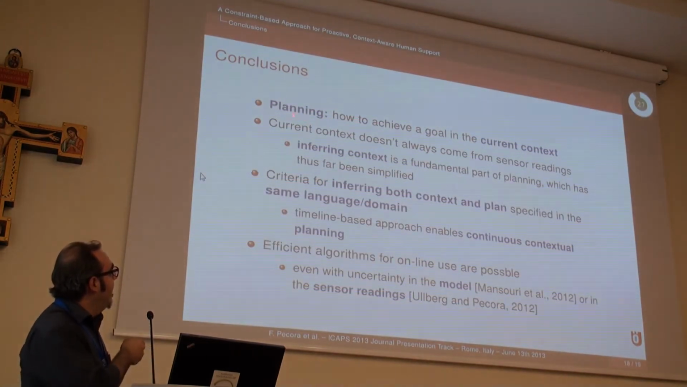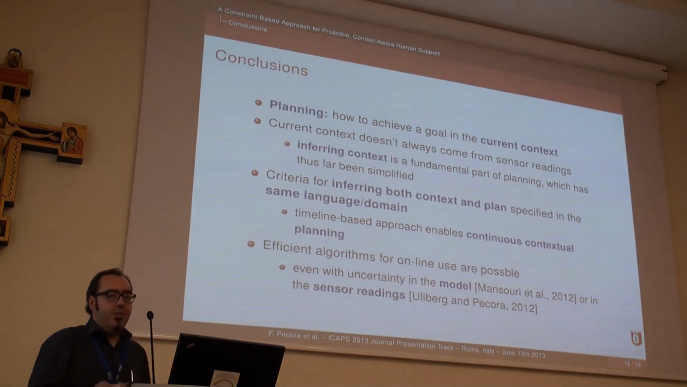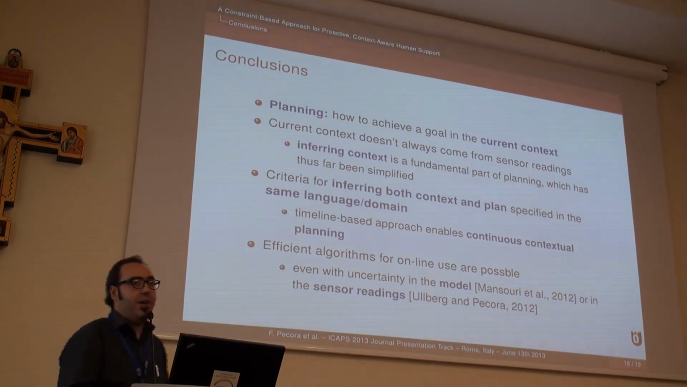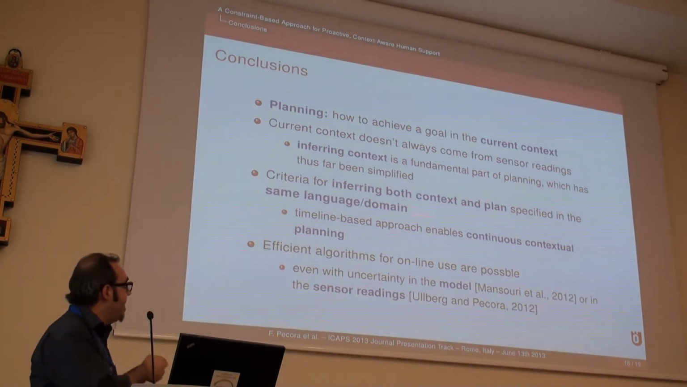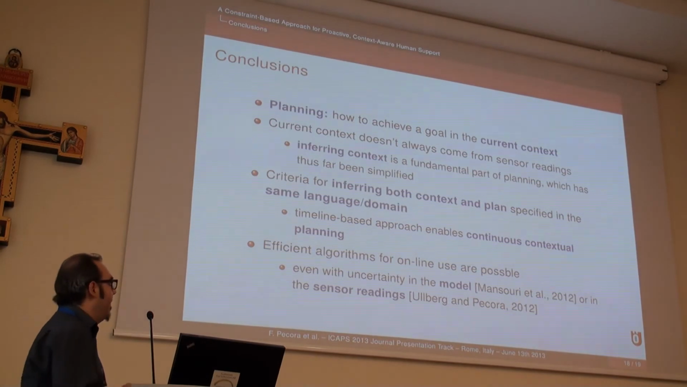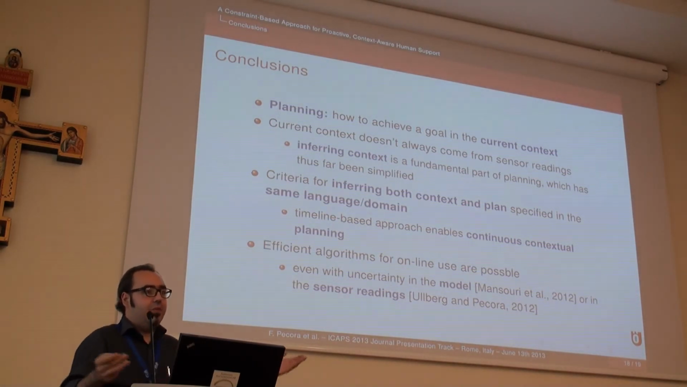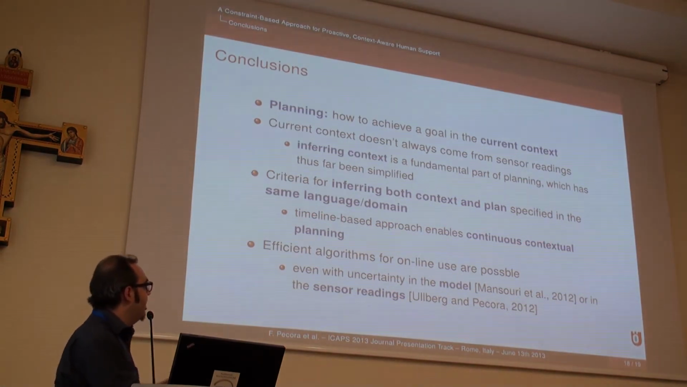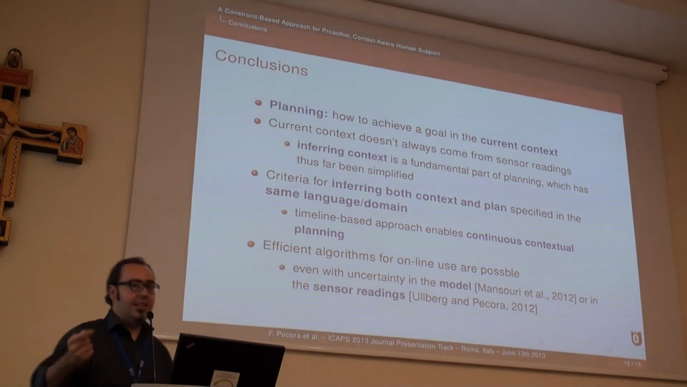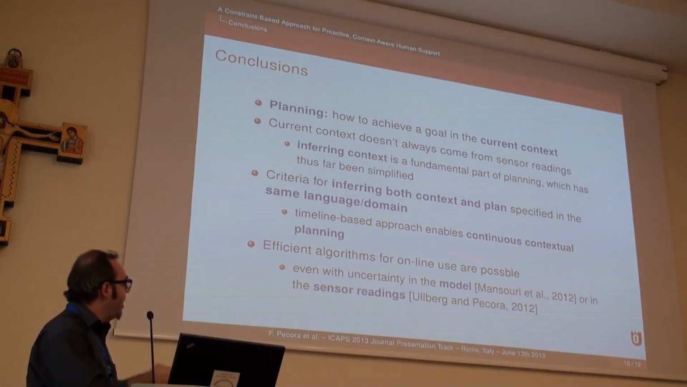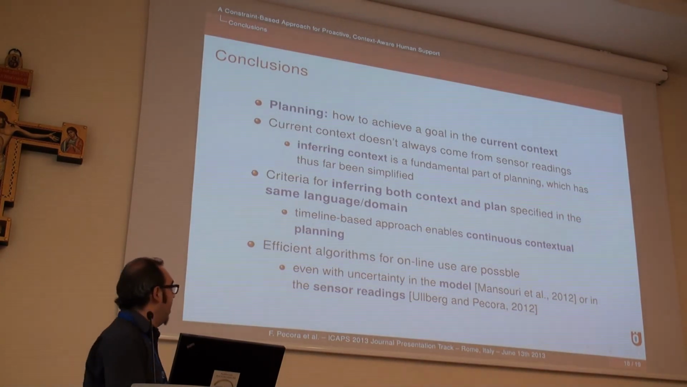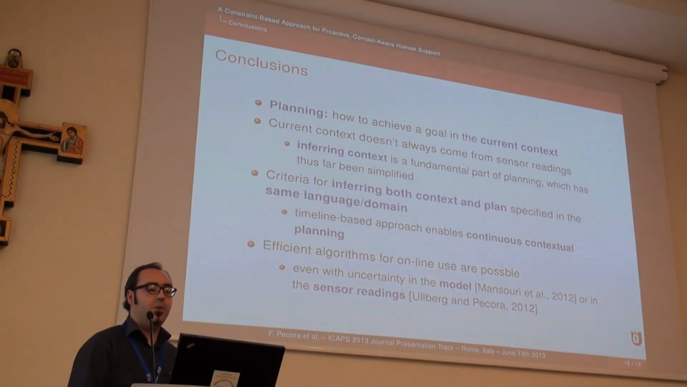So in conclusion, planning is how to achieve a goal in the current context, we like to argue. And the current context is something that may need to be inferred, and this has been so far rather simplified in the realm of planning. The criteria for inferring both context and plan can be specified as temporal constraints, in the same language, and we use timeline-based approaches because this allows us to do continuous planning, actually now continuous contextual planning. We've shown that it is possible to have efficient algorithms to do this, and we do think that there's a lot more work to be done, but we think this is a direction, contextual planning, that should be addressed more. And thank you.